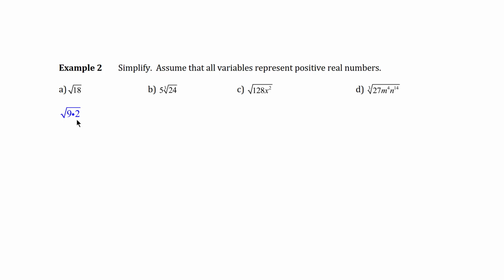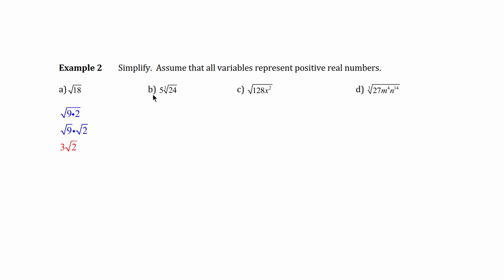Next, we're going to use the product rule for radicals. We can take our single radical and rewrite it as two separate radicals. So I have the square root of 9 times the square root of 2. When we take the square root of 9, we get 3, and then we bring down the root 2. So our final answer is 3 root 2.